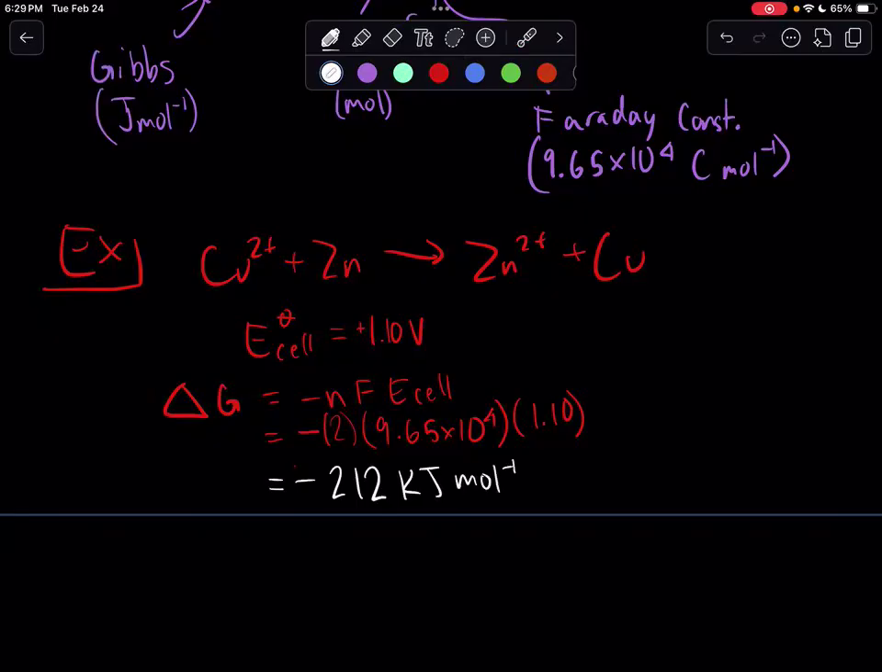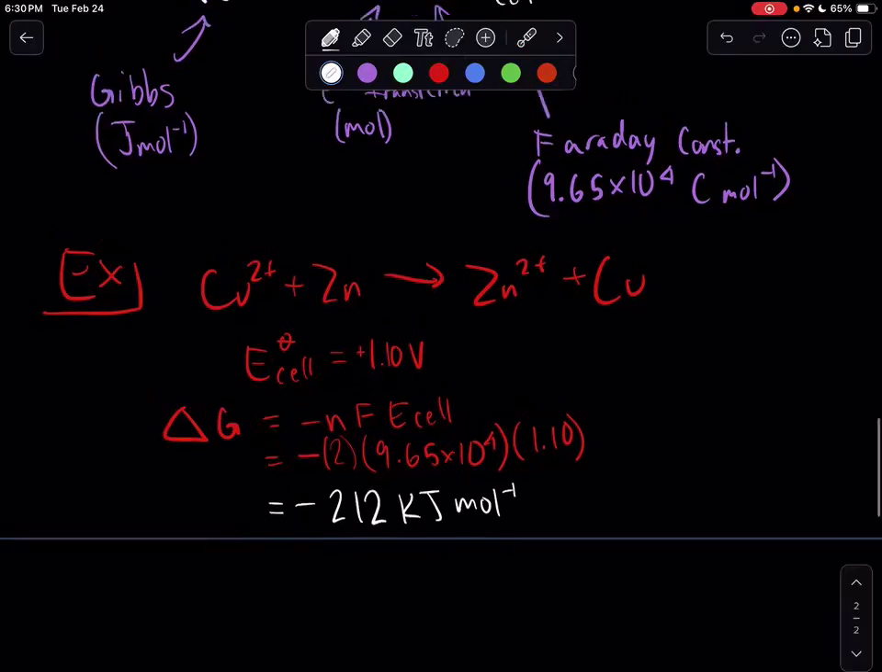Now it'll come out to 2.12 times 10 to the 6 joules per mole, as Gibbs is in joules, but I shoved it over to 212 kilojoules just so that we can not use scientific notation and instead just refer to it in kilojoules. Anyways, this is how you use Gibbs free energy. This is how you calculate standard cell potentials.